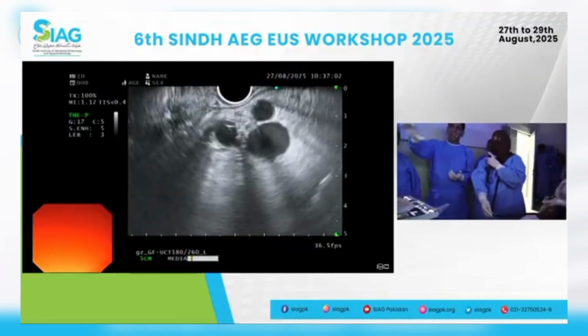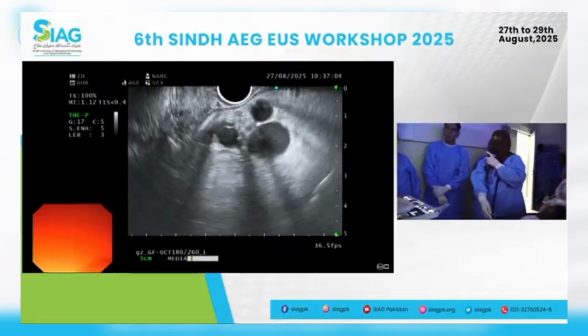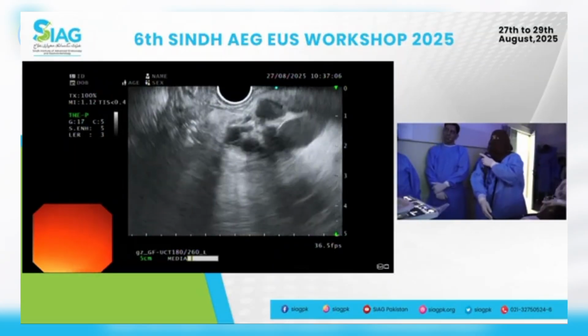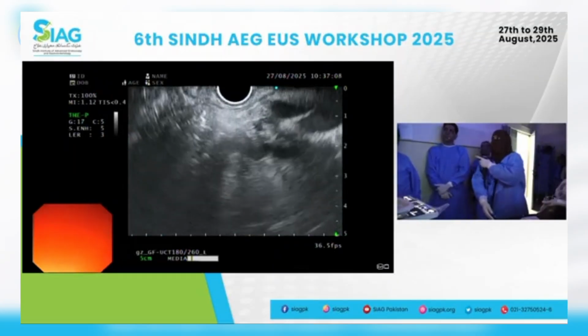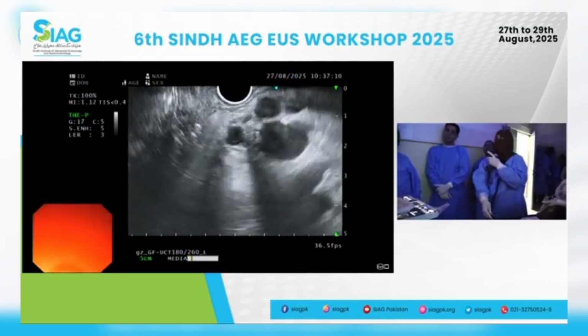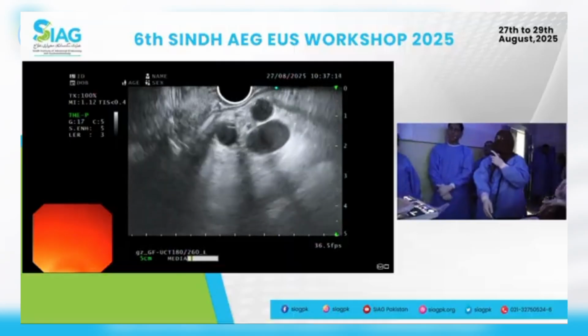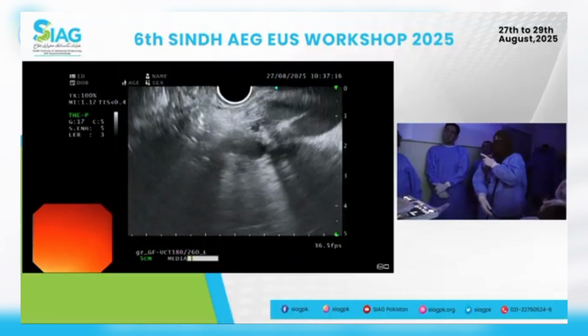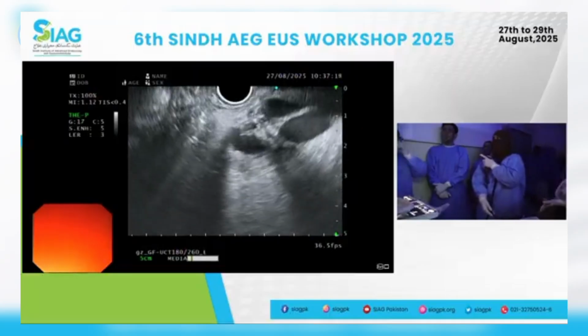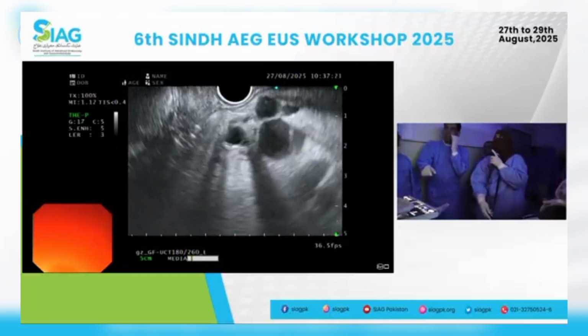PD is dilated. Now see if you can trace it all the way back to the body of the gland and then the tail of the gland. Can you point out the structures there, Nadeem? Clockwise rotation, you have two vessels here. Is it artery or vein?